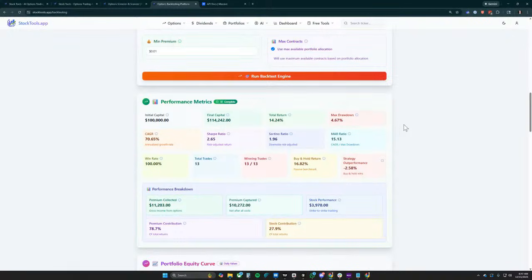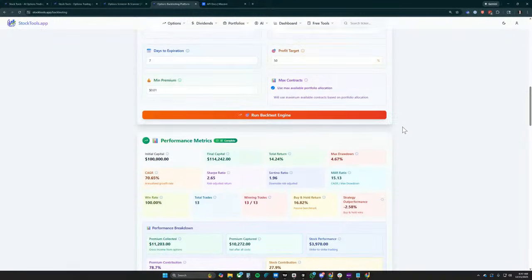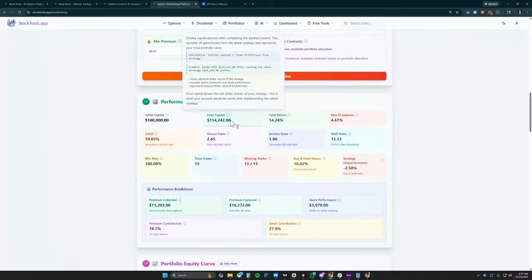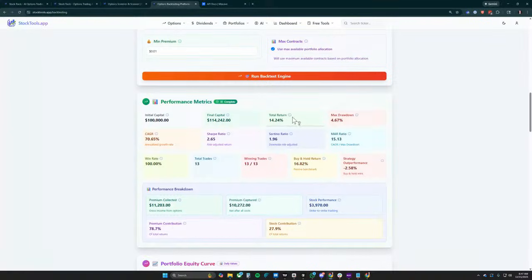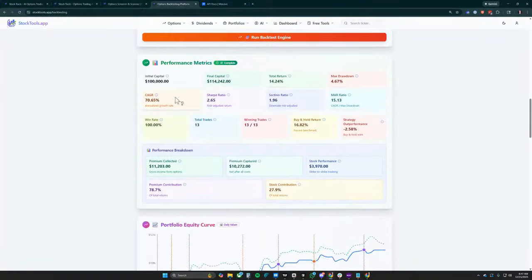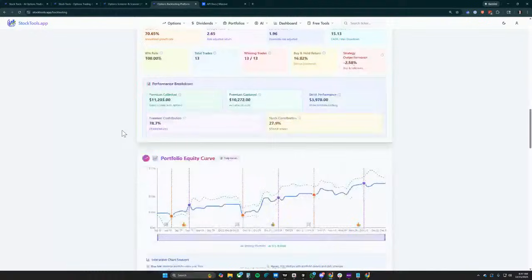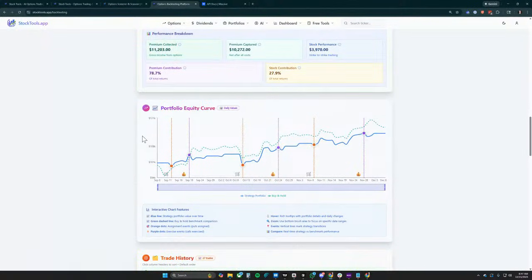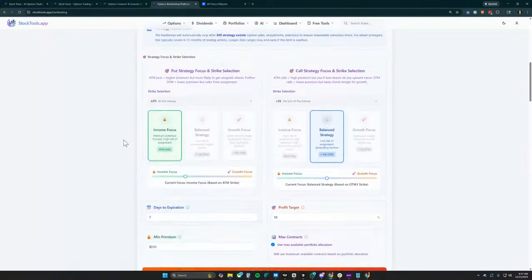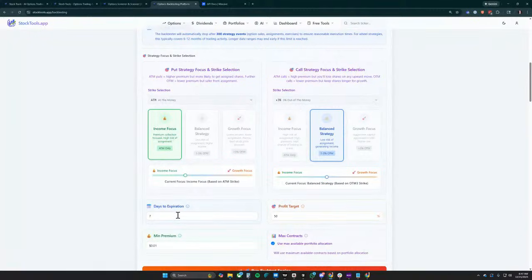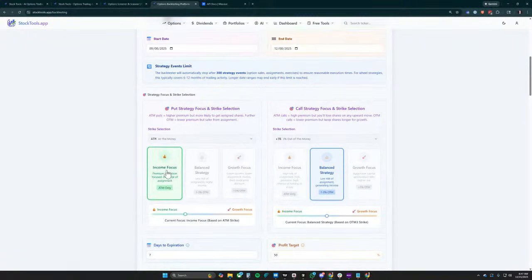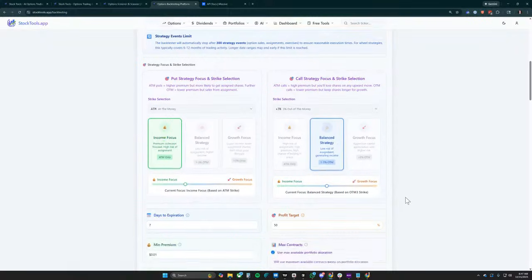So over this last 3-month period, if you were to wheel Apple and execute this strategy using those rules, you would have made 14%. Breaking down all of the standard metrics around performance. What were the rules you put? Did you plug that in at the top? Take profit 50%, 7 DTE. Okay. At the money puts and 3% calls.